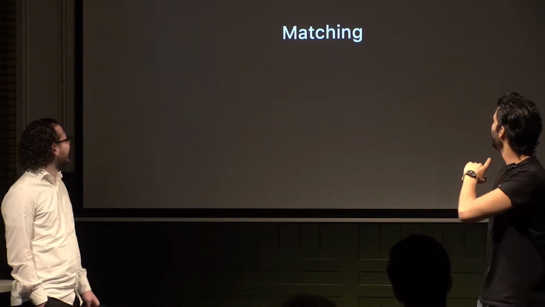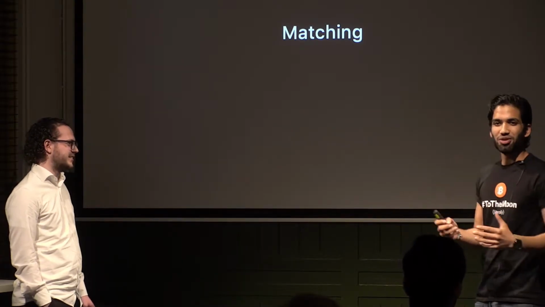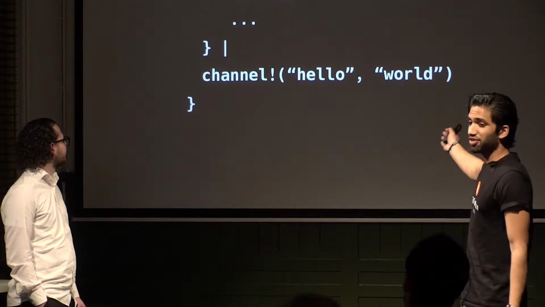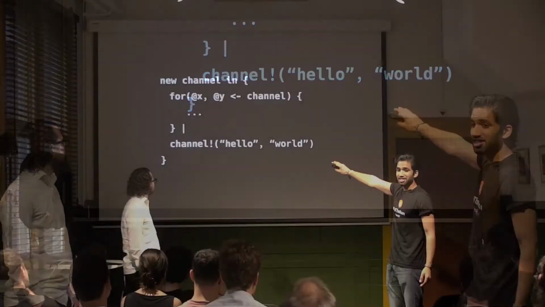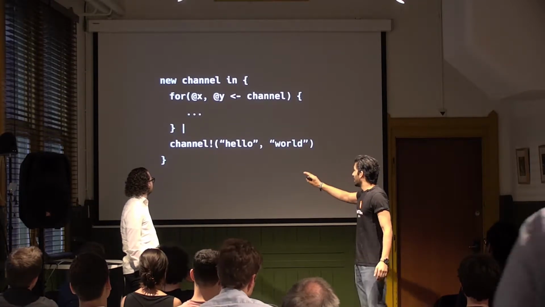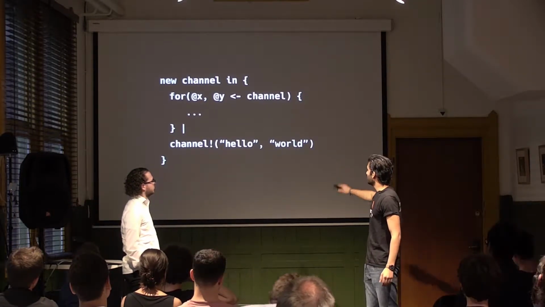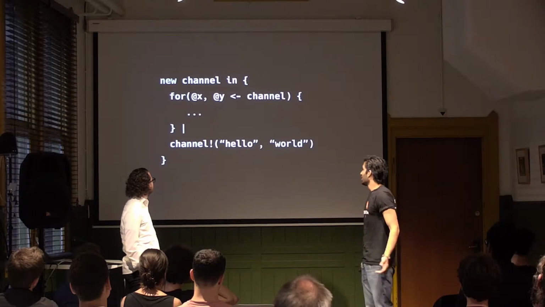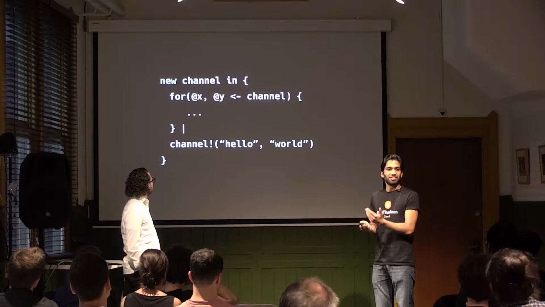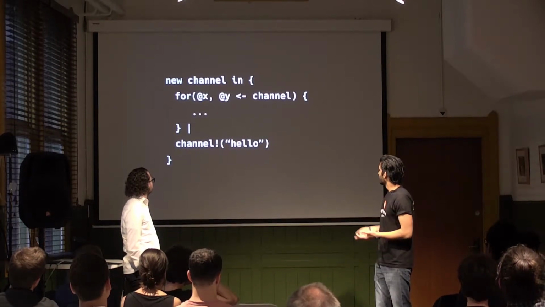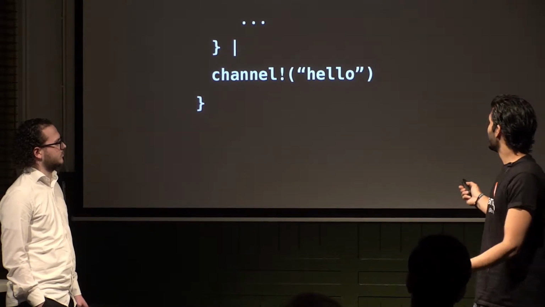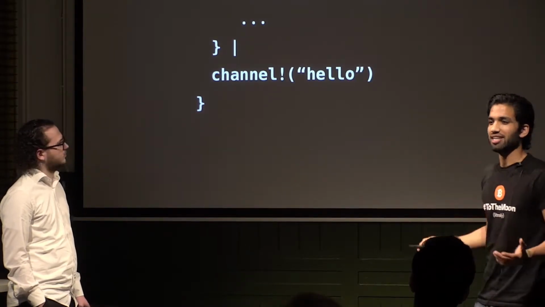Okay. So another principle in Rholang is matching. If you have a piece of code and you have a receiving channel that accepts two arguments, x and y, and you have a sending channel that sends two parameters, hello and world, it gets executed normally. It's matched, as we call it. But if you just give one parameter to the sending channel, it won't execute because it's not matched.